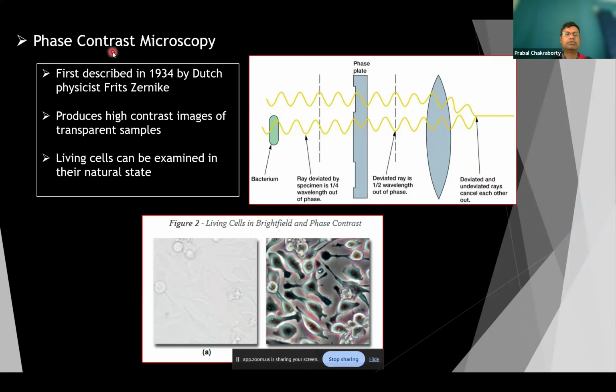This phase contrast microscopy enhances the contrast in the bright field. It was first introduced in 1934. There are some optical components through which you create a difference in the phase of the light rays, and since there is a difference in phase, that finally creates the phase contrast effect. I'm not going into all the optical details, just please remember these two or three things. On the left side you can see the bright field image, and on the right side you can see the phase contrast image.